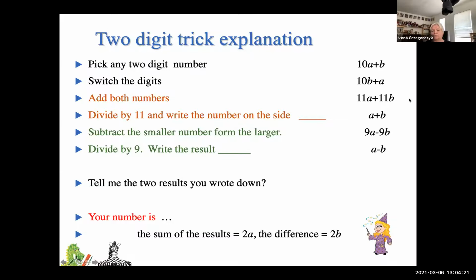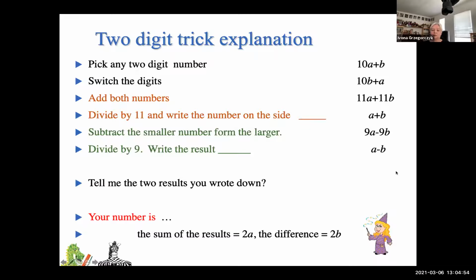And I'm telling you to divide it by 11 because I don't want to do it in my mind, so I want you to give me the simpler answer. So what you're reporting to me is a plus b. Now I'm saying subtract the smaller from the bigger, so it would be 9a minus 9b, right? Which is divisible by 9, exactly. I divide by 9, so I'm getting the difference of your two numbers.